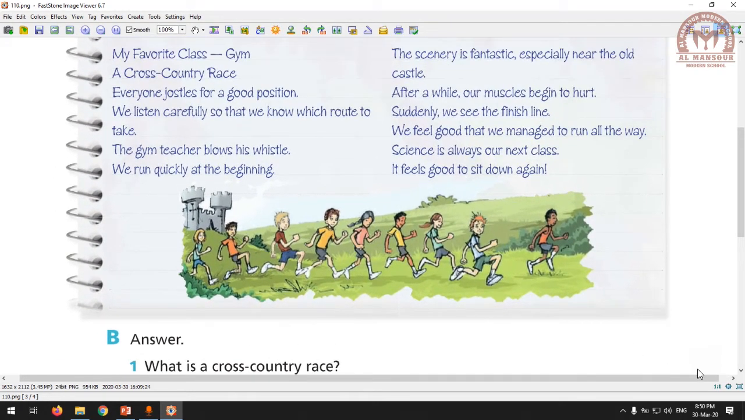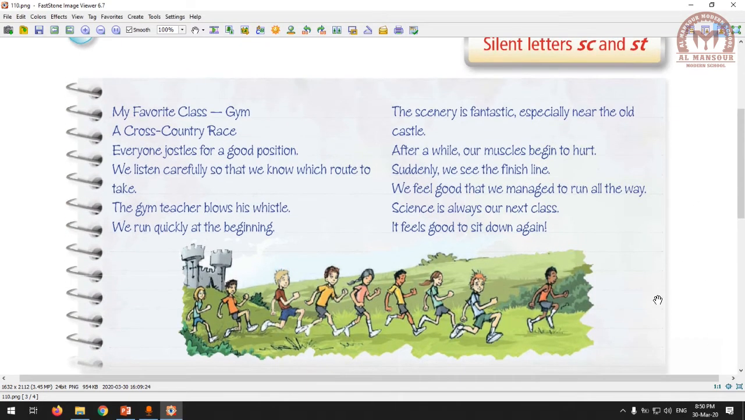Okay. The first thing we're gonna do, we're gonna underline the words that have silent letters. Okay. Let's see. The first word we have is jostle. Okay. We don't pronounce the T in jostle. The second word is listen. The third word is whistle. We didn't pronounce the T in these three words.